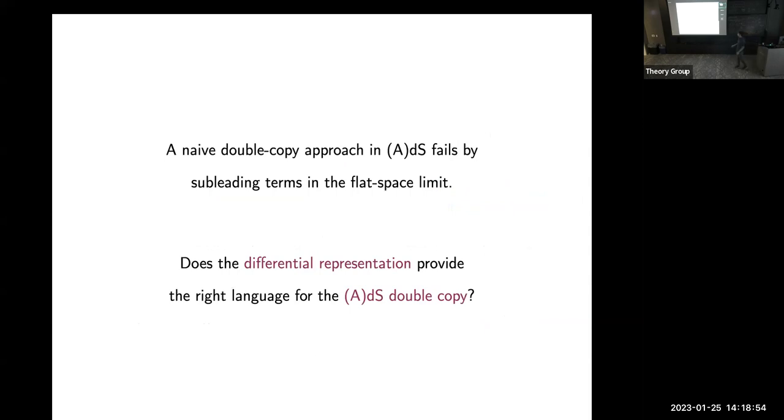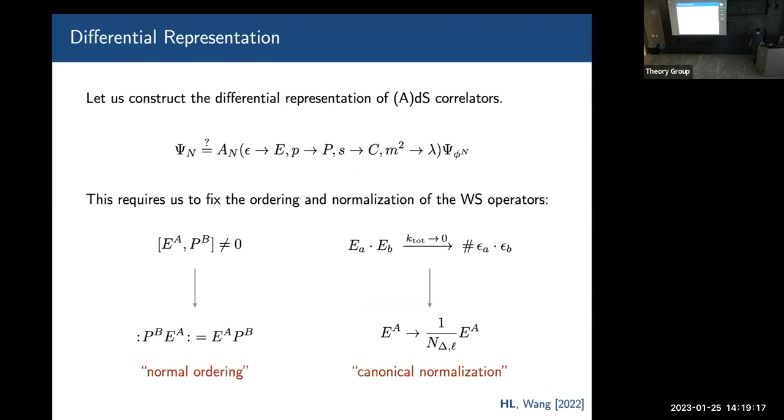So now the question is whether this differential representation actually provides the right language for the double copy in AdS and dS. We think that might be the case because these spin-shifting operators that we just saw are the objects that precisely reduce to the amplitude building blocks, but they also preserve the conformal invariance away from the flat space limit. So now the first task we have to do is to construct this differential representation of a correlator.